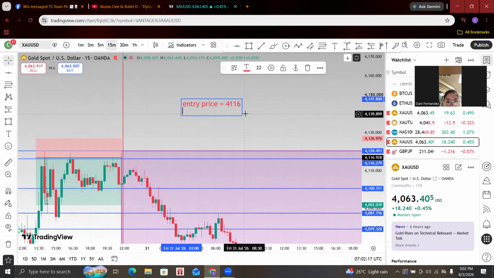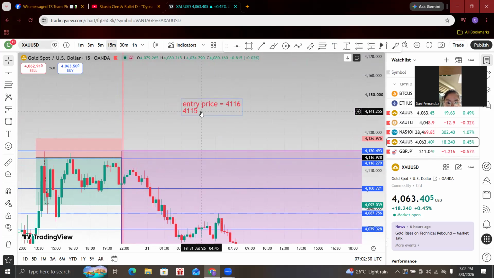And then it went down to, let's say, the easier way, 4115. That equals 10 pips. You just have to look at the first number and multiply it by 10. So the entry price is 4116, it went down to 4115. That's 10 pips.